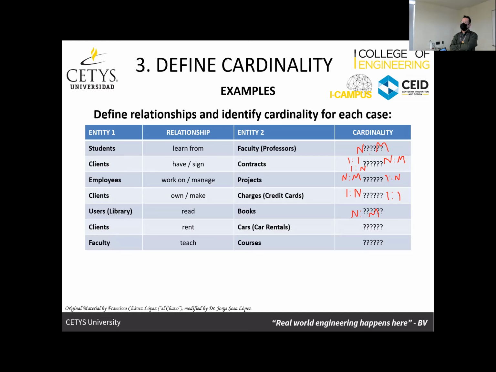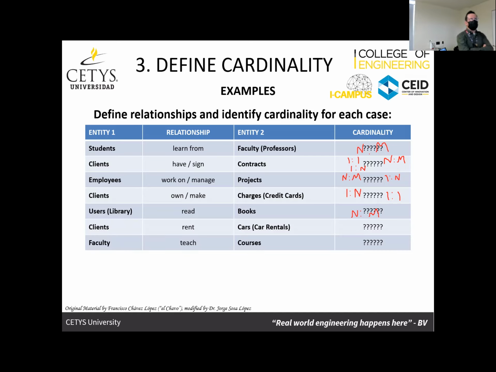Clients and cars. It could be clients or customers there. Would it be the same as the library, the books? Or can you use the car of your mom? Well, we're talking here about a rental, like a car rental service. So that would be one to one. It could be one to one, if a specific car can only be rented by one person.